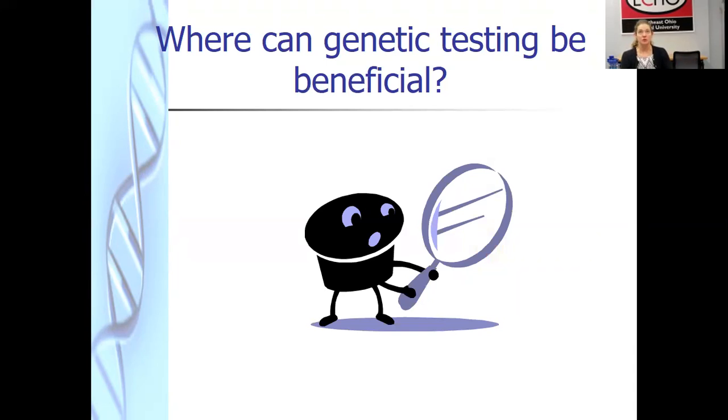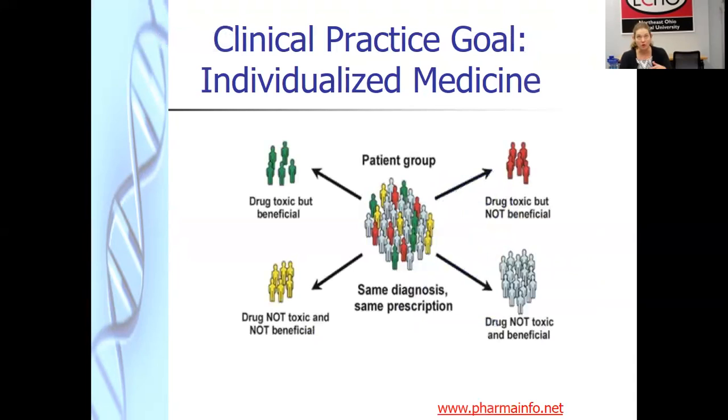So where could this be beneficial? The goal really is to have individualized medicine. And I think most of the places, especially in the lay media that you look, this is the direction that everybody's being encouraged to go into. We would like to have the genetic materials so that we could have this white group down in the corner, a drug that's not toxic and it's beneficial. So we know exactly what to give you that's going to work and that's not going to cause you side effects. We're not there yet.